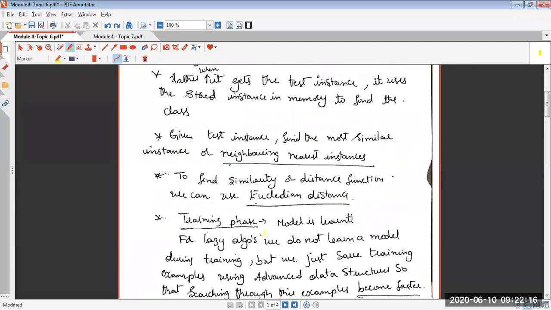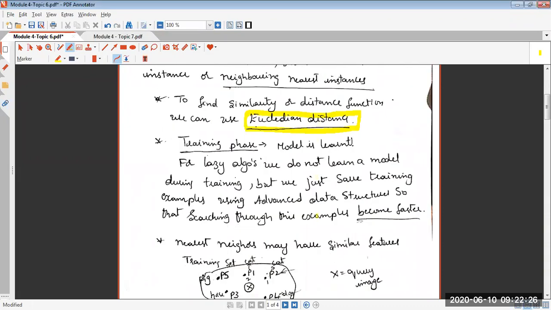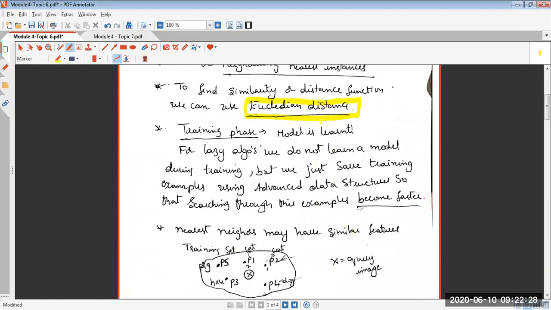To achieve that, we have a mechanism: the Euclidean distance. How that is used, we also explored through a problem. We saw a problem where we understood how it is done. So using the Euclidean distance measure, we try to find how much this new data object, or query image X, is similar to other data points. So that is step one.